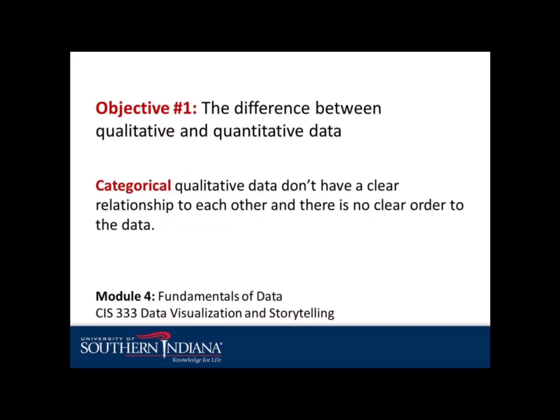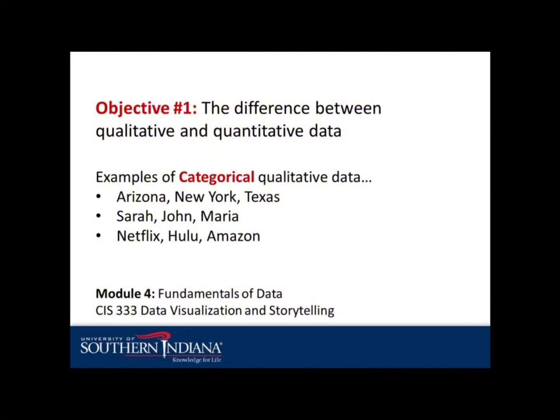Now, categorical qualitative data, there is no relationship that you can clearly identify, and there doesn't seem to be any sort of order in the data. So examples of this could be the states, could just be a list of names, a list of streaming content. It could be region or market, like in the global superstore data, or anytime you see the word type, that's an indication that's going to be a categorical qualitative data.